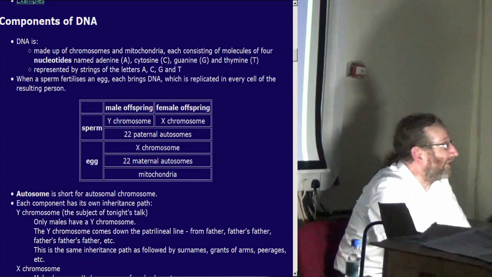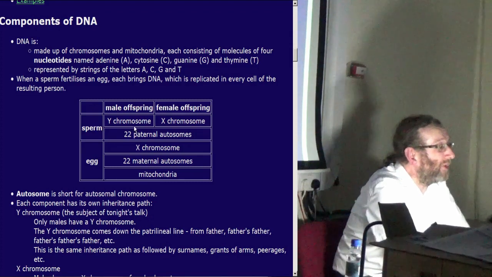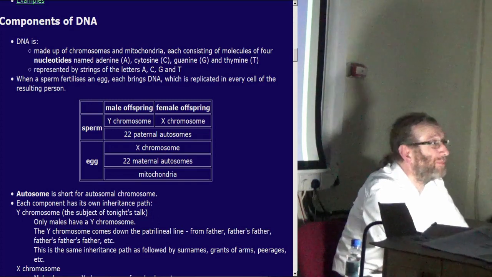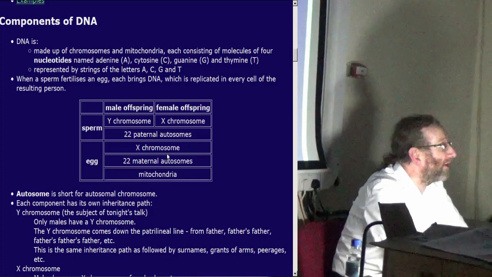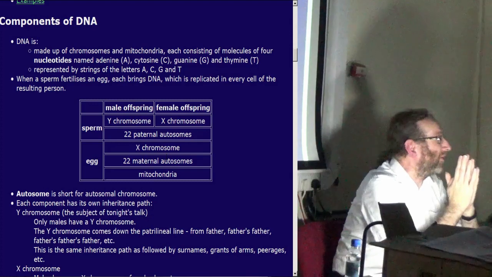We all start out as a sperm fertilizing an egg. From our father, the sperm will either bring a Y chromosome or an X chromosome. If the sperm has a Y chromosome, you end up male. If the sperm has an X chromosome, you end up female. You also get your 22 paternal autosomal chromosomes from your father. You get another 22 from your mother, and they stick together to form your autosomal DNA.